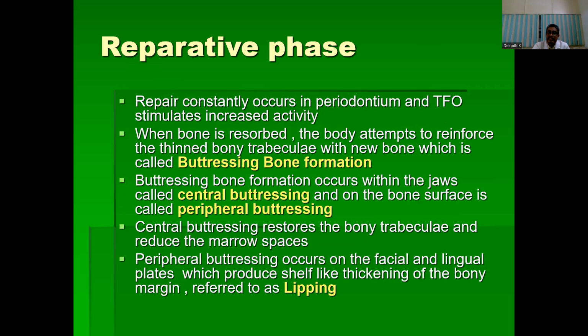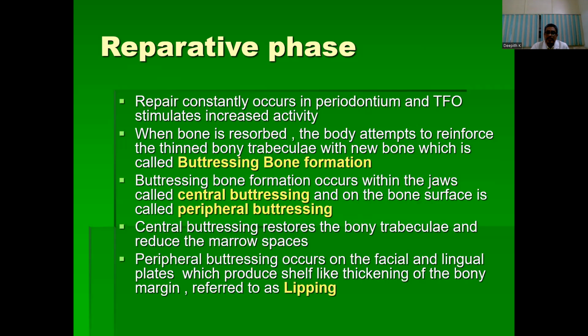Coming to the second stage, the reparative phase. Repair constantly occurs in the periodontium, and trauma from occlusion stimulates increased activity. When bone is resorbed, the body attempts to reinforce thinned bony trabeculae with new bone, which is called buttressing bone formation. When there is excessive force, the body attempts to repair by forming bone around that area, which is called buttressing bone formation.